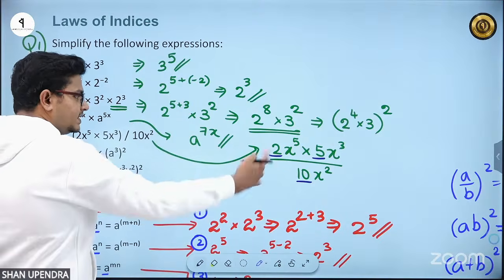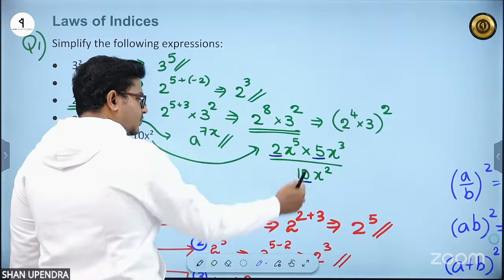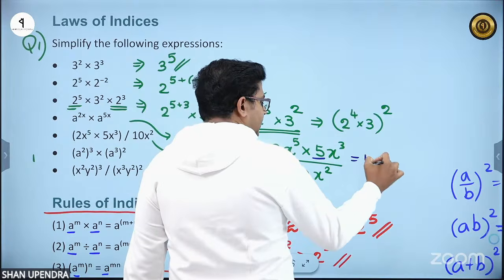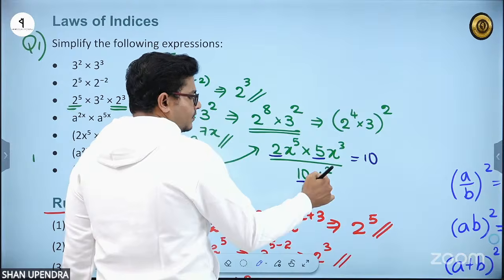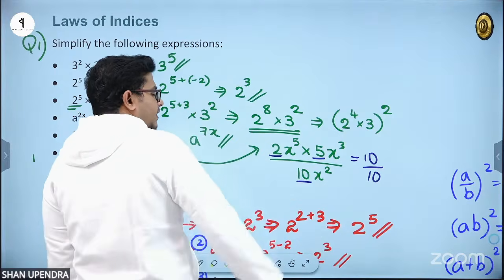So as a multiplication, you can see 2 into 5, 10. Then this is also 10, so you can cancel out. So finally you can write this one as 10, this is x to the power 5, x to the power 3. So you can take the numerical numbers and separately write them in that way.